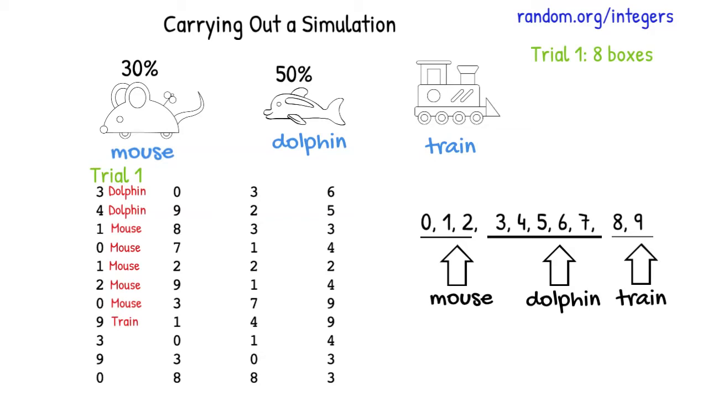1 trial is not enough since we could have been lucky or unlucky. To answer our question, we'll have to do several trials and take an average. For trial 2, we first pick a mouse, then a train, another train, and then a dolphin. Trial 2 ends. It took 4 boxes in this trial to collect all 3 toys.